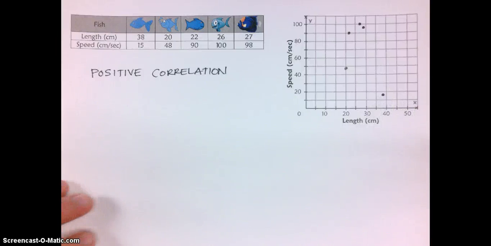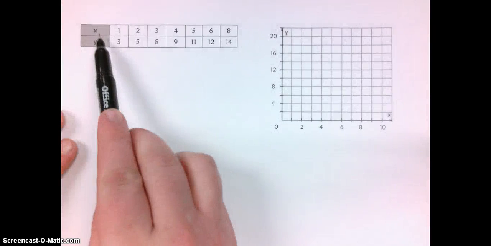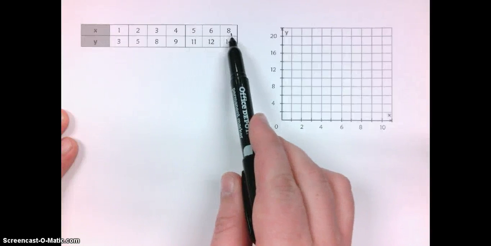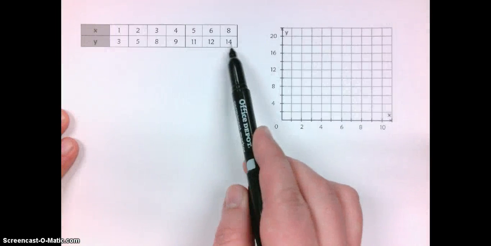So we're going to do one more set of data, and this time it doesn't tell us what the data is actually reflecting. We're just given the data, and maybe we can make some assumptions about this data, and by the end we're going to actually learn how to draw a fit line, a line of fit that will be very close to the data that we have. So I have a set of data, 1, 2, 3, 4, 5, 6, and 8 for my x's, and then my set of data for y's are 3, 5, 8, 9, 11, 12, and 14.